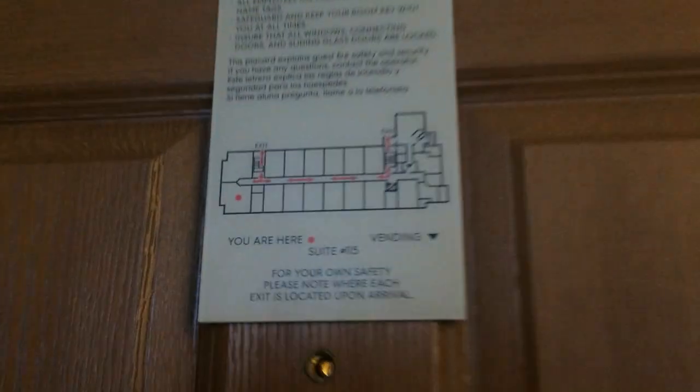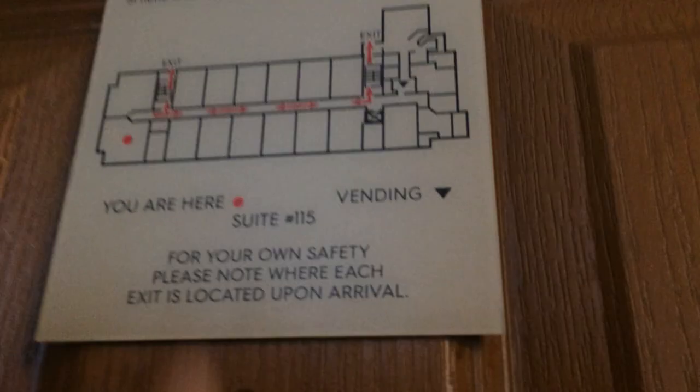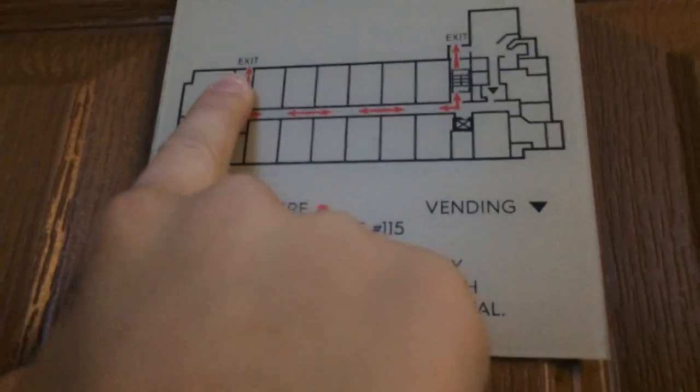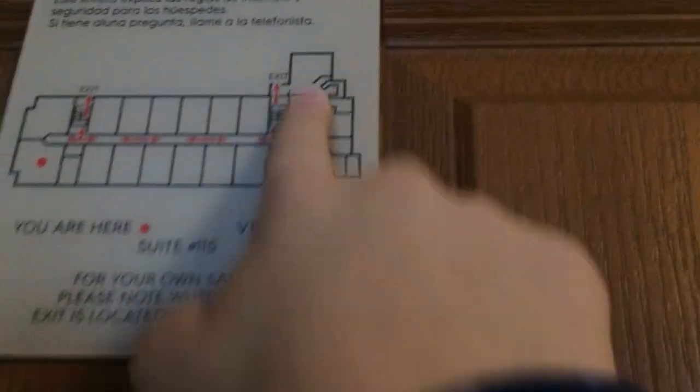So I'll put this here. And we'll start off with security features. You can see here we have a fire map. Very easy to note, we're in the last room here. There's an exit here, or an exit here. There's the elevator and the front desk.